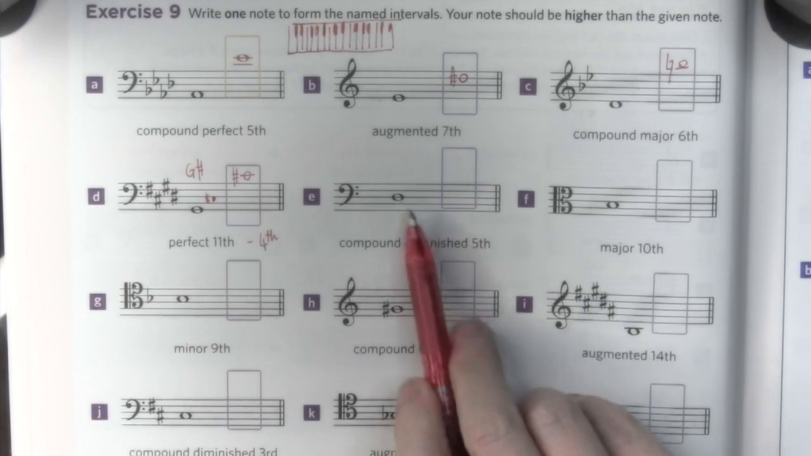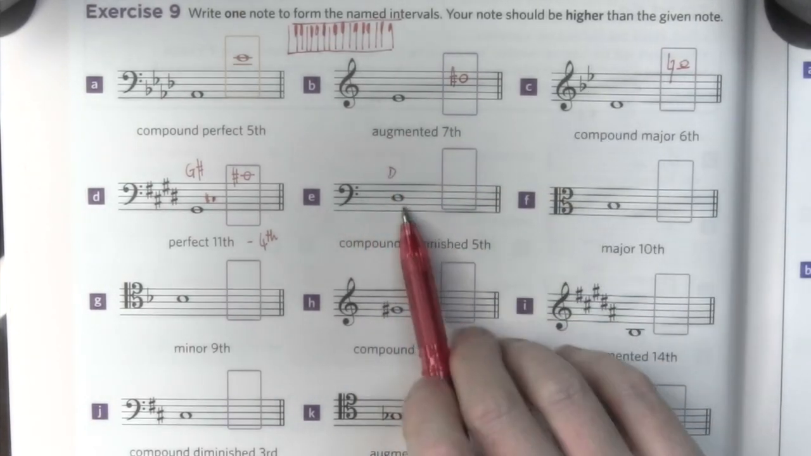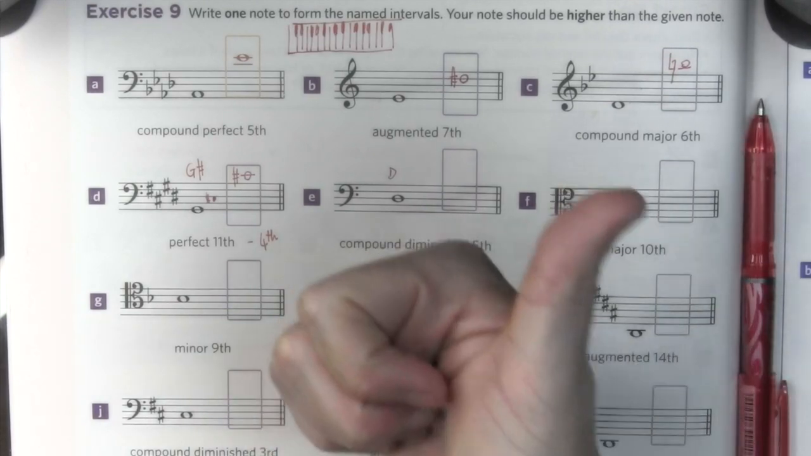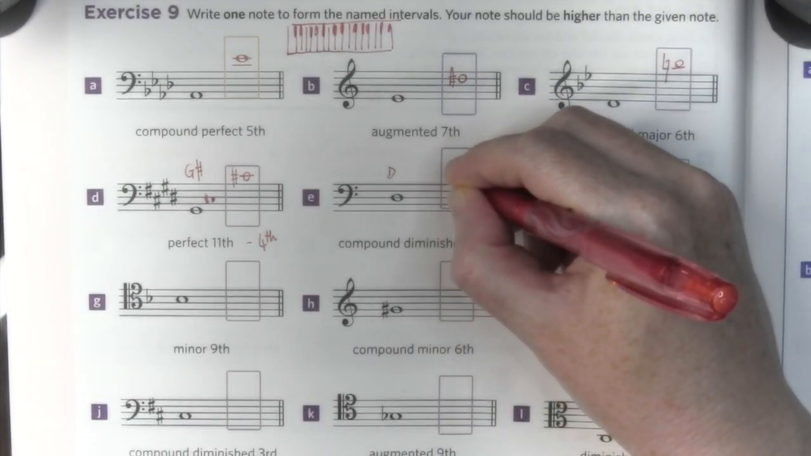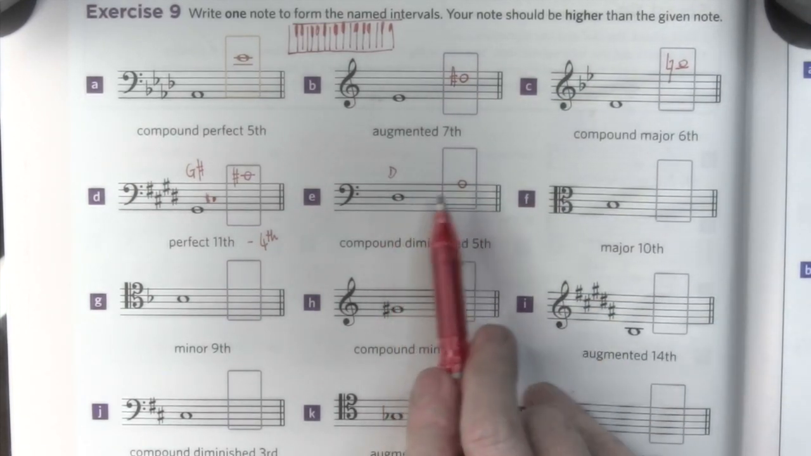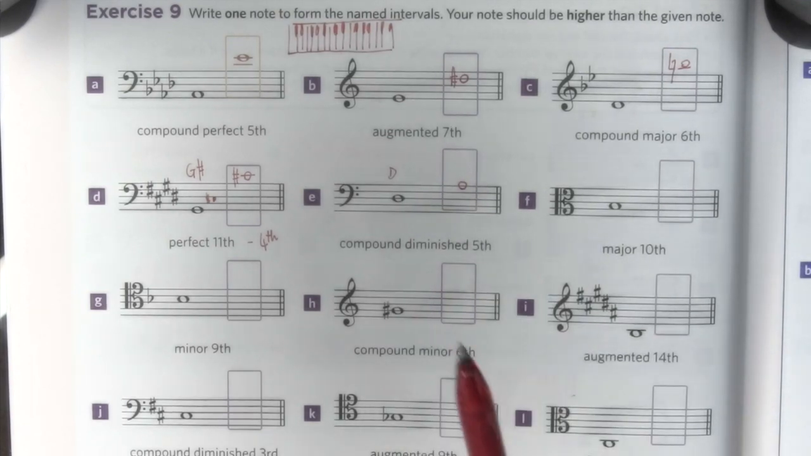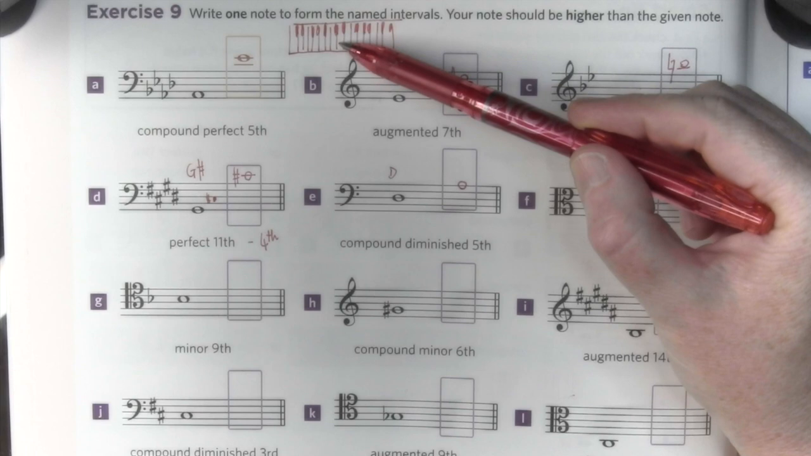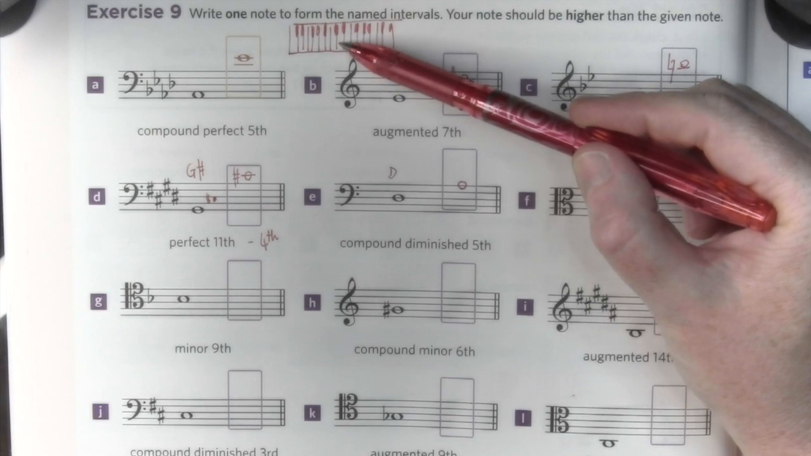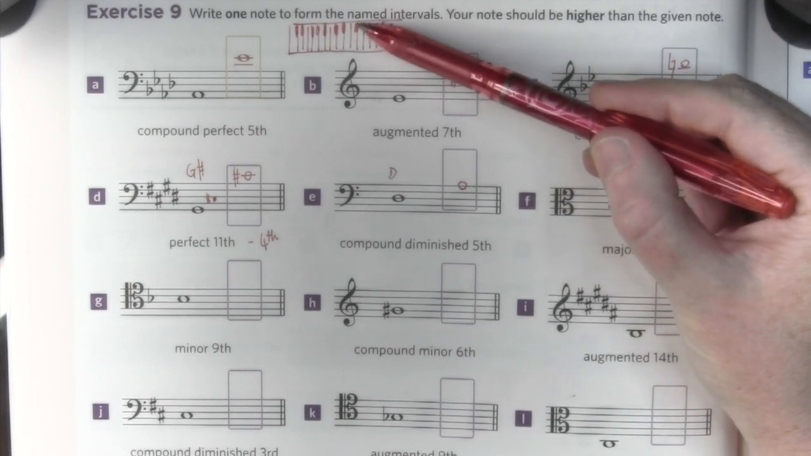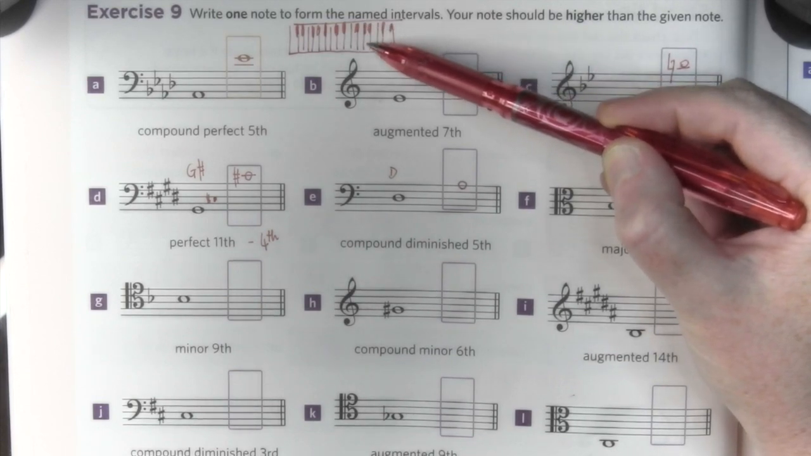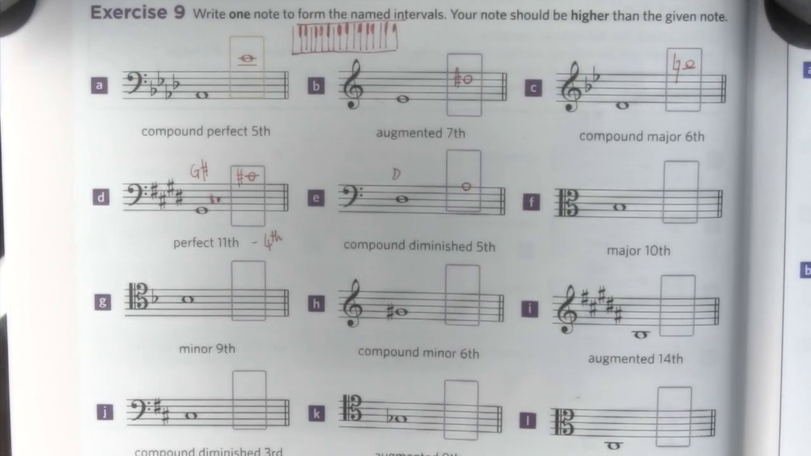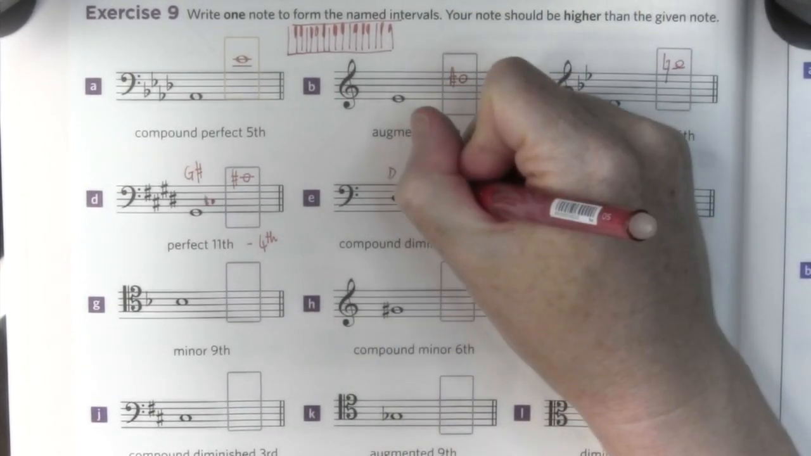Compound diminished 5th. In bass clef, this is D, Re. So, a 5th from Re is La. Re, Mi, Fa, Sol, La. So, we write the note, first of all. Okay. Now, Re, La, we need a diminished 5th. Let's see. First, from Re, we find the perfect 5th, and then we take a semitone out. 1, 2, 3.5. So, Re, La would be a perfect interval, but we need it to be diminished. Sorry. This should have been written here because it's not compound yet.